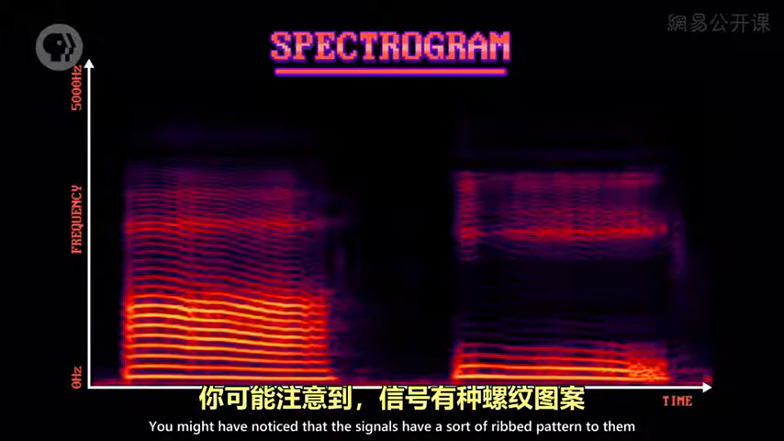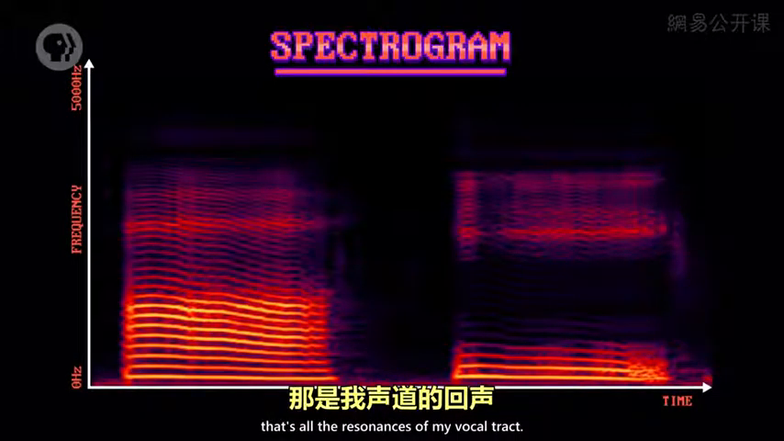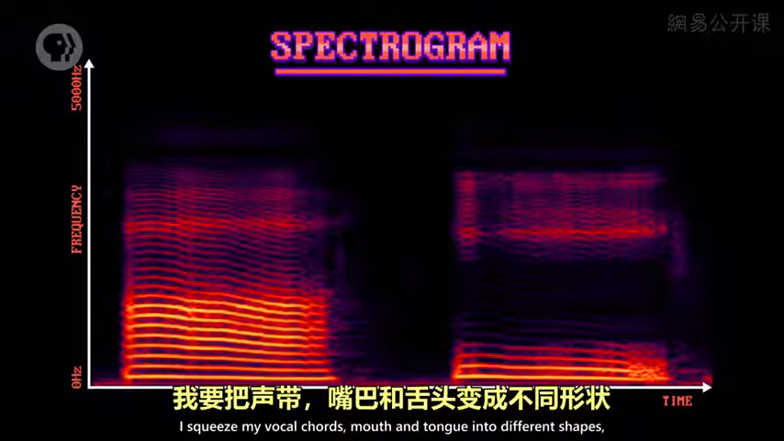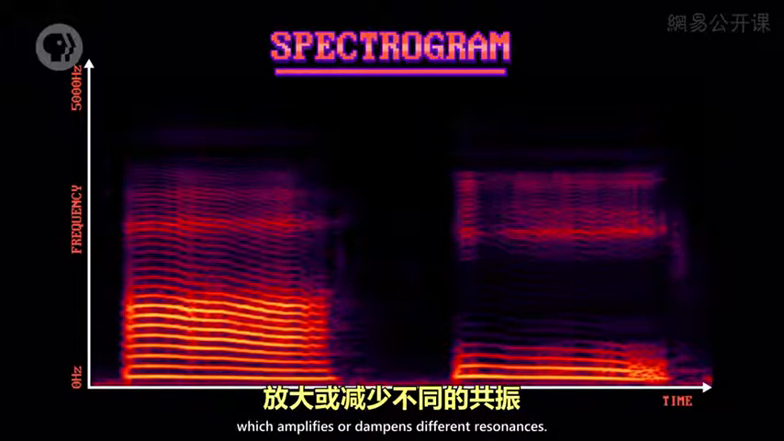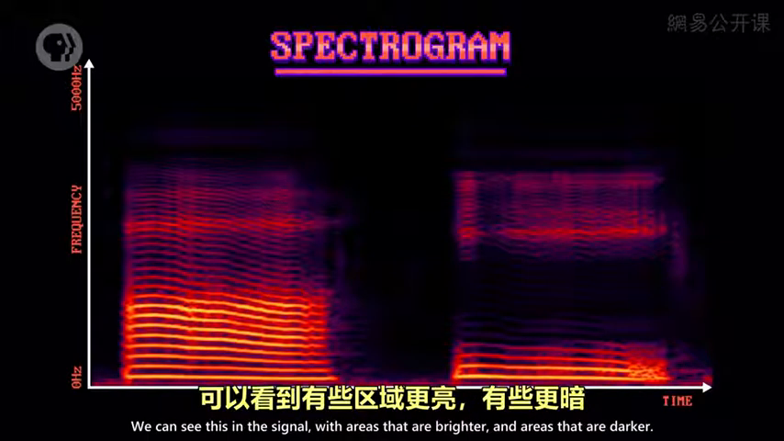You might have noticed that the signals have a sort of ribbed pattern to them. That's all the resonances of my vocal tract. To make different sounds, I squeeze my vocal cords, mouth and tongue into different shapes, which amplifies or dampens different resonances. We can see this in the signal, with areas that are brighter and areas that are darker.